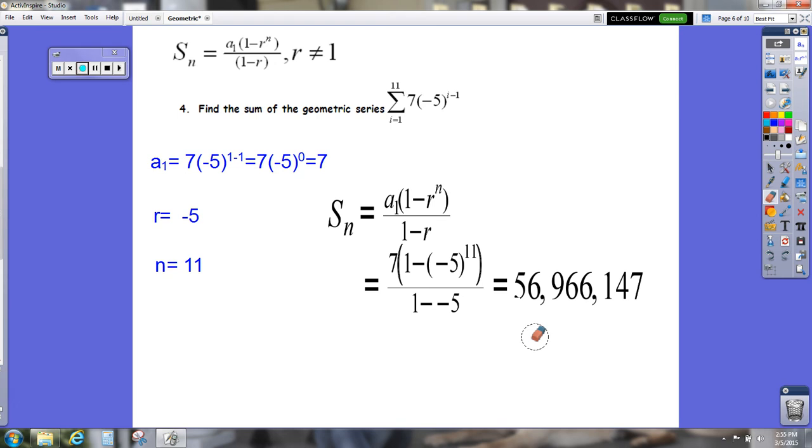All right, so here's two examples of finite series. So they have a beginning and an end. Doesn't always have to start at 1, so be cautious of that. Let's look at a couple of examples when we have an infinite series.